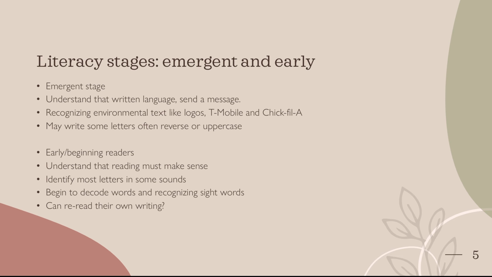We are moving on to literacy stages, emergent and early. Our emergent stage identified 3 key bullet points. The first one being understanding the written language. This sends a message. Our second bullet point being recognizing environmental texts like logos, T-Mobile, and Chick-fil-A. This could also be McDonald's, QuikTrip, Walmart.